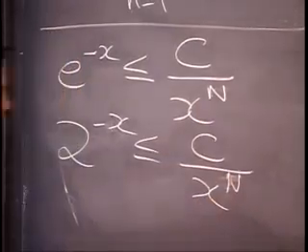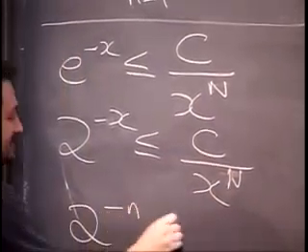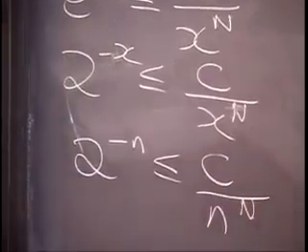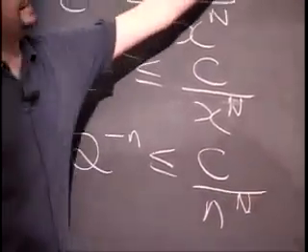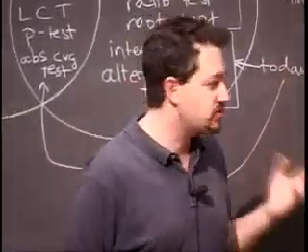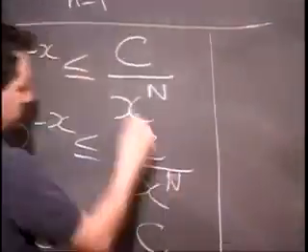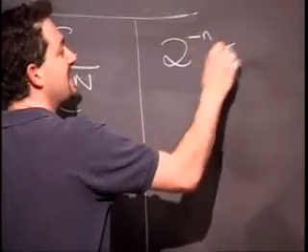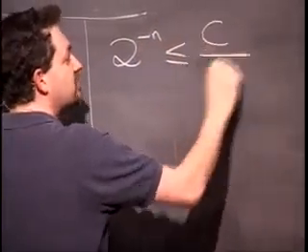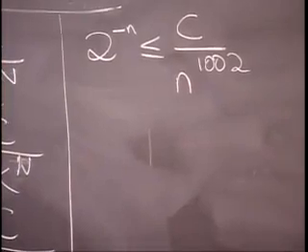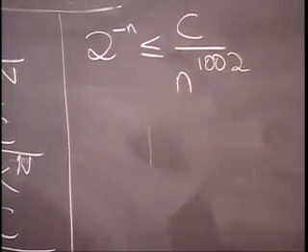So the version that we need is 2 to the minus n is less than c over n to any power you like. Now, if I pick a power that's more than 1,000, it's the same trick we did before. What I actually need for this problem is that 2 to the minus n is less than a constant over n to the 1,002. Or I could pick any bigger number. Anything bigger than 1,001 will work.